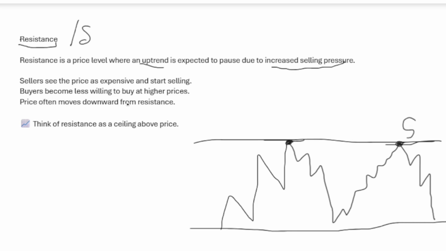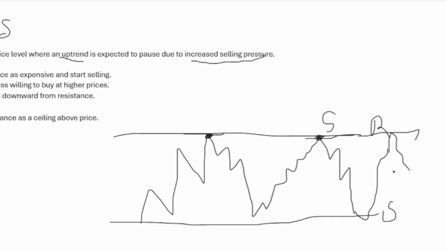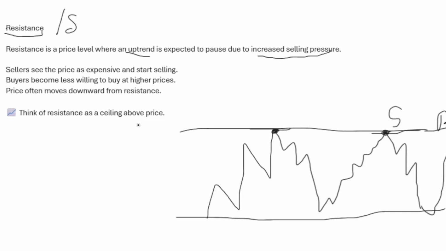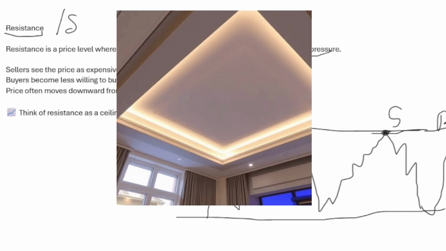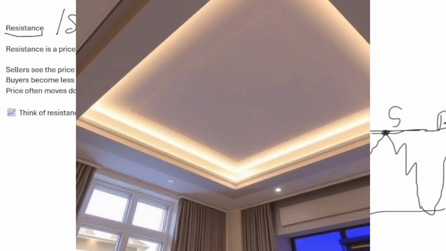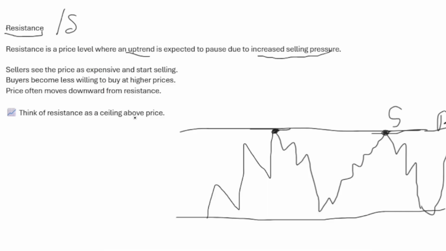Price often moves downward from resistance. If price reaches support, it goes up to a point of resistance, then it comes down. Think of resistance as a ceiling above price. If you look up, let's say you are in a room right now, you will see your ceiling. If you jump, you won't pass over that ceiling, okay? Because there will be a resistance. If you jump above here, you won't jump over that ceiling.